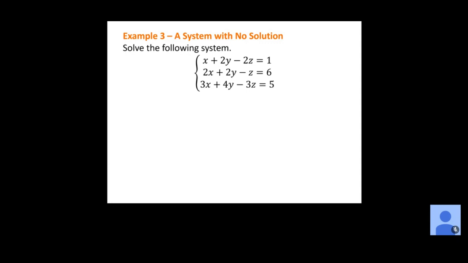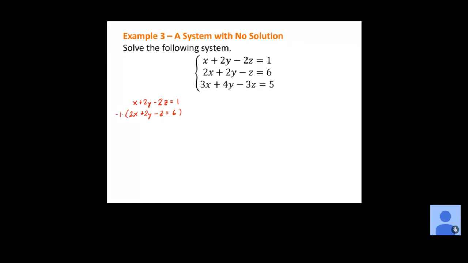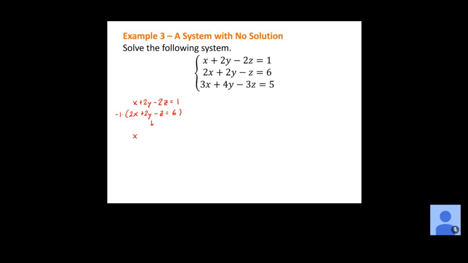Okay, so let's take the first two equations here. We have x plus 2y minus 2z equals 1, and we have 2x plus 2y minus z equals 6. So what are we going to have to do this time to eliminate the y? Okay, so we're going to have to multiply by negative 1. Again, it doesn't matter which one, so I'll just multiply the bottom one here. If I do that, keep the top equation the same: x plus 2y minus 2z equals 1. The bottom equation becomes negative 2x minus 2y plus z equals negative 6.